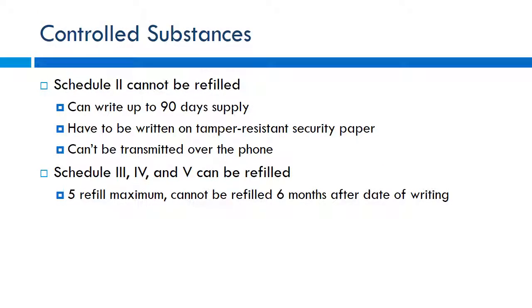Now, Schedule 2 substances cannot be refilled, so it doesn't matter if you put 10 refills on there, we're never going to refill it because it's a Schedule 2 substance. However, you can write for up to a 90-day supply. So think about things like your ADHD medications. A lot of those are amphetamine-based, and a lot of those are Schedule 2s. So instead of them having to come back to you every single month for a new prescription, you can at least write for 90 days worth.